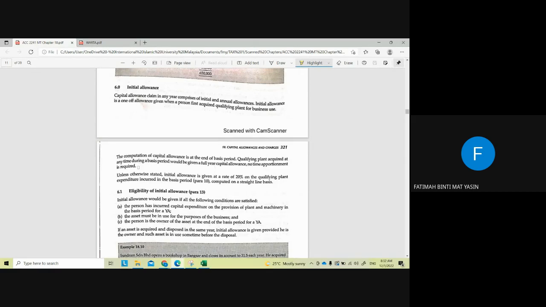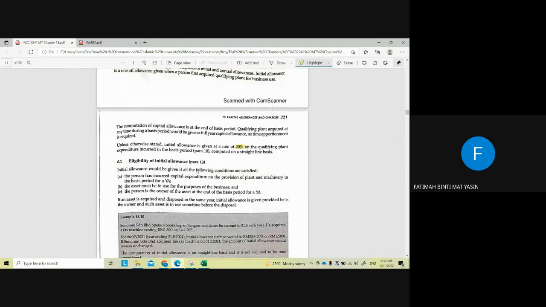Okay, so when we discuss capital allowance, it's not like depreciation, because for depreciation you need to apportion based on when the company acquired the asset. For the initial allowance as well as the annual allowance, the company can claim the allowance for the whole year. So even though the company acquires the asset in the midst of the financial year, the company can still claim 20% from the total QPE. No apportionment needed. Unless otherwise stated, initial allowance is given at the rate of 20%. Usually it is 20%.